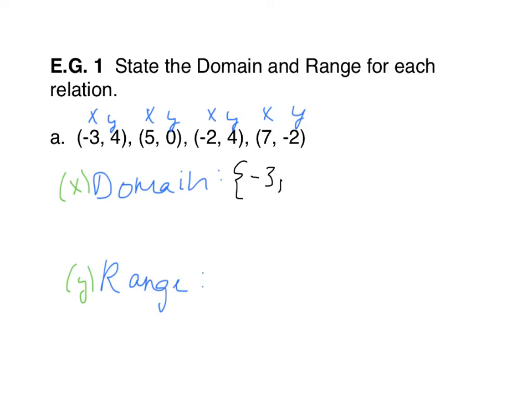-3 is our first x from this ordered pair here. Comma 5, comma -2 is the third x, and then 7 is the last x in the given set of ordered pairs. The range, similar thing. You open up your set notation. You have 4, comma 0, comma, and then you get to another 4, which is the same 4 value that's already listed, so you don't need to write it again. And then -2, close your set.